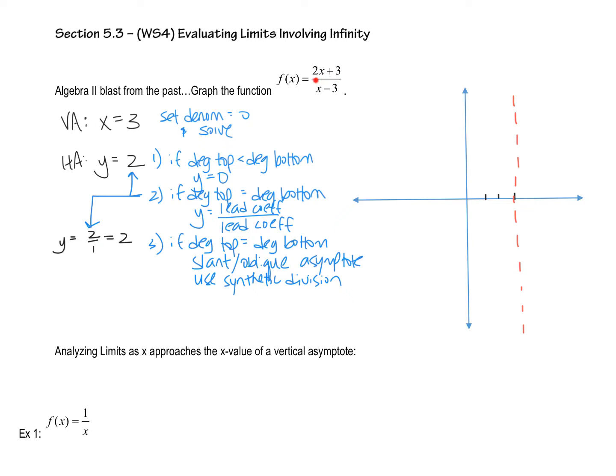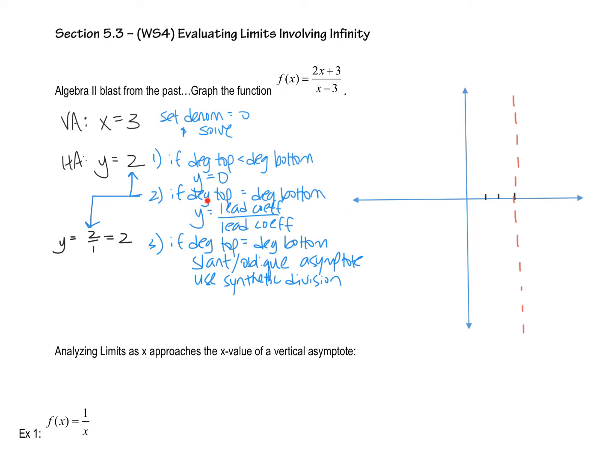The degree of the denominator is also 1 because this x has an exponent of 1 on it. In this case, the degree of the top is equal to the degree of the bottom, and that's why we do y equals the lead coefficient of the numerator over the lead coefficient of the denominator. So the lead coefficient here is 2. Remember, if you line up all of the terms, if there was an x to the third, x squared, x to the fourth, whatever, you have to line them up in decreasing order. And the lead coefficient in this case is 2. The lead coefficient down here is 1, the coefficient on the x value. That's why I'm doing 2 over 1, which is 2.